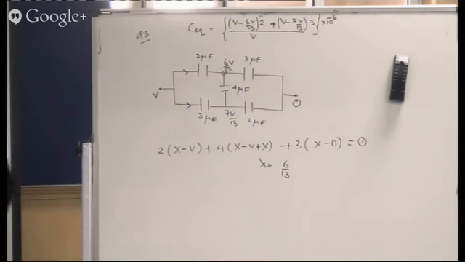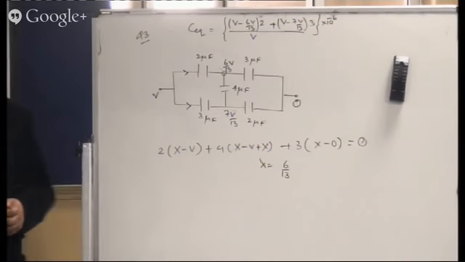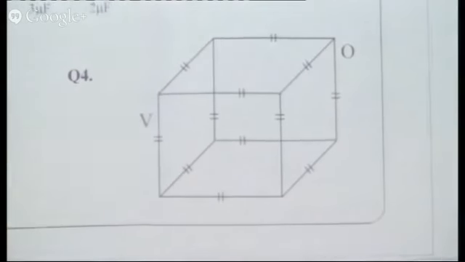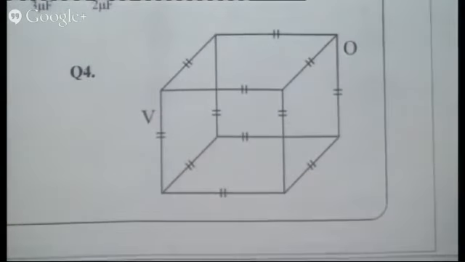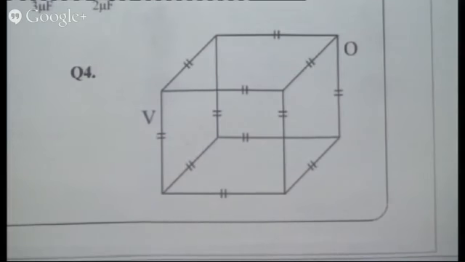The fourth question. You should not take more than 30 seconds to solve this. Because by the way, this V is on the top. We did a similar type of question yesterday on resistances.